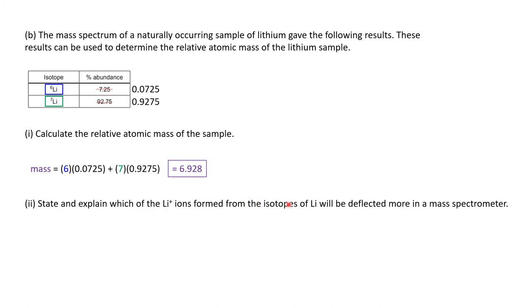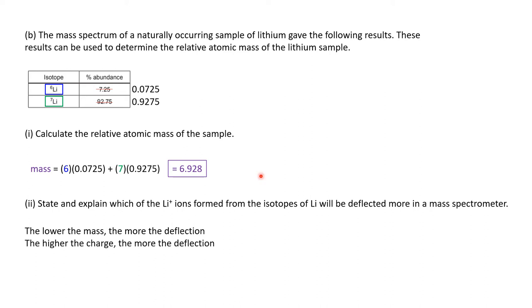Which of the lithium ions formed will be deflected more in the mass spectrometer? Well, the lower the mass, the more the deflection, because it's easier to deflect it. The higher the charge, the more the deflection. Generally, we assume we've only got lithium plus, so the charge is not an issue. So that means it will be the lithium-6 cation that is more deflected than the lithium-7, because lithium-7 is a little bit heavier.